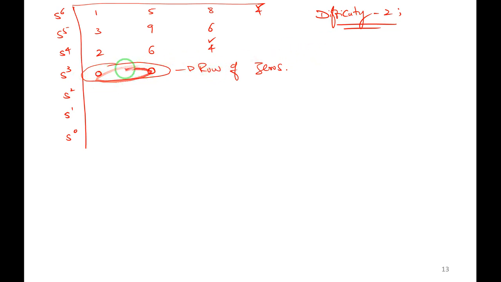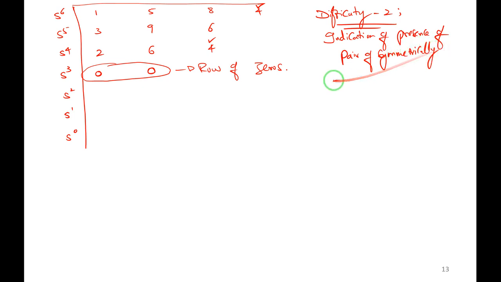So what does this row of zeros mean? It is an indication of what? You should be knowing this also. It is an indication of the presence of a pair of symmetrically located roots. Then the system can be either marginally stable or unstable. It cannot be stable at all. It is either marginally stable or unstable. Okay, fine.